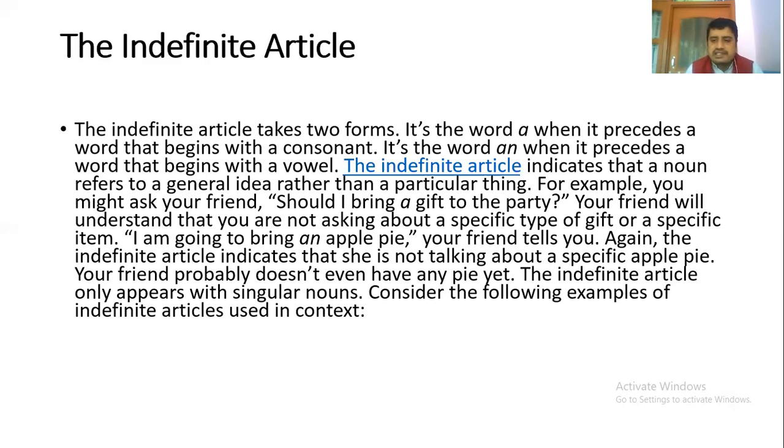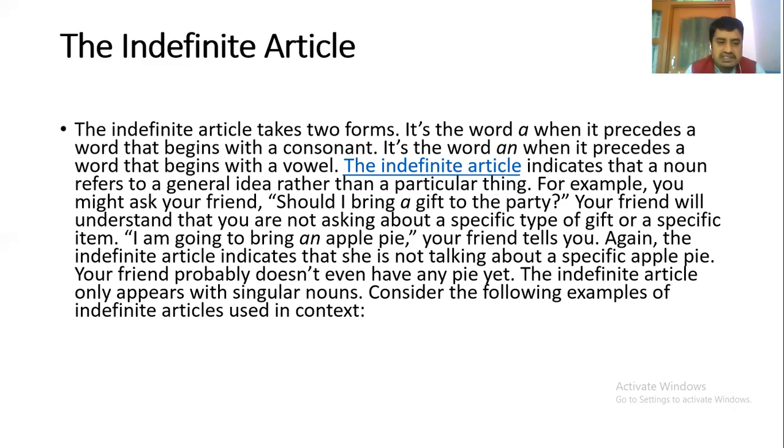The indefinite article indicates that a noun refers to a general idea rather than a particular thing. For example, you might ask your friend, what should I bring as a gift to the party? Your friend will understand that you are not asking about a specific type of gift or a specific item. I'm going to bring an apple pie, your friend tells you again. The indefinite article indicates that she is not talking about a specific apple pie. Your friend probably doesn't even have any pie yet.